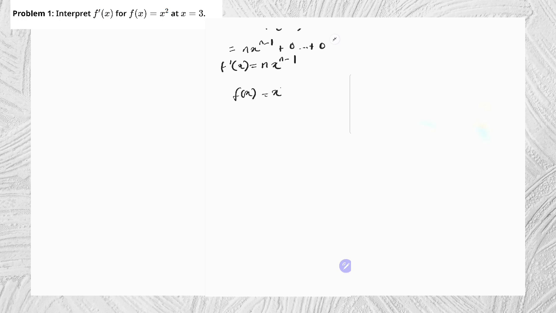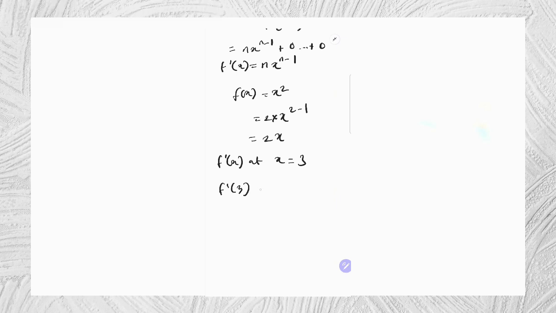Interpret the differentiation of f of x for f of x equals x squared at x equals 3. So we start by computing the derivative of f of x equals x squared. And when you differentiate that, you get 2x, which is 2 times x raised to power 2 minus 1. And 2 minus 1 is 1. So that will leave you with 2x raised to power 1, which is the same thing as 2x.